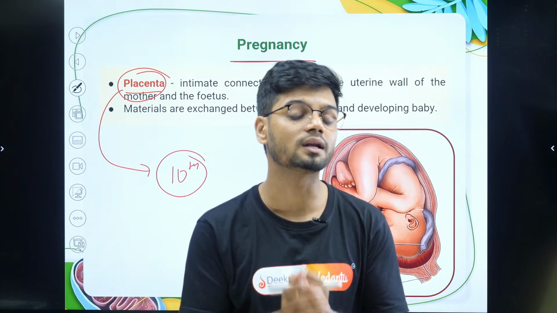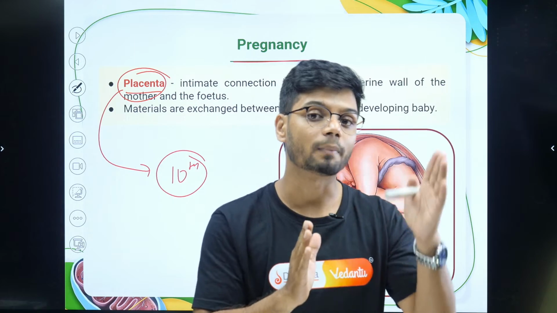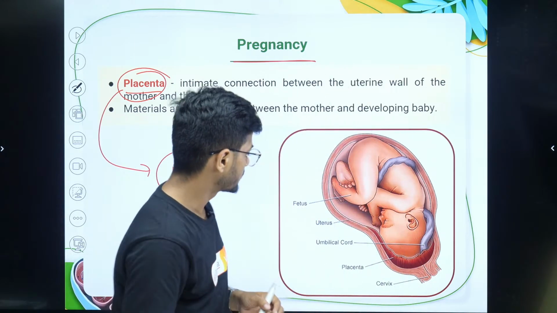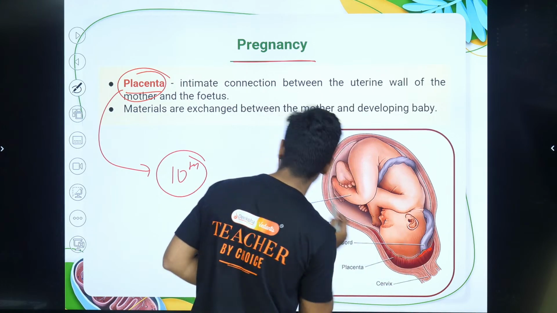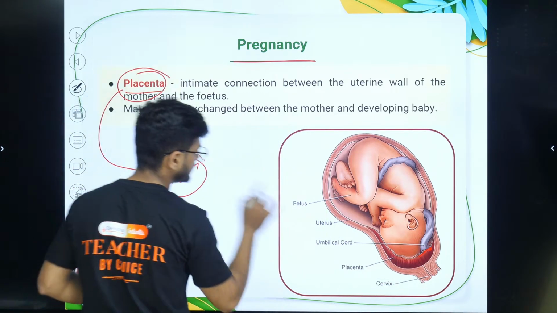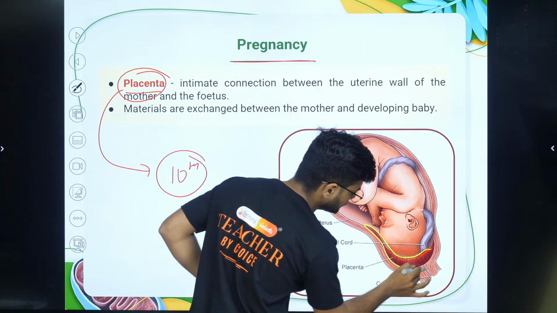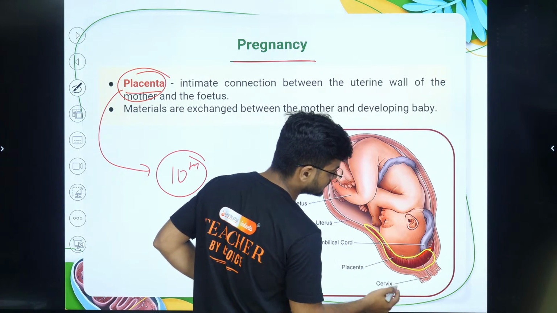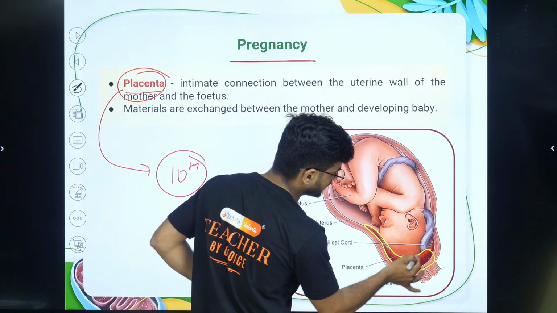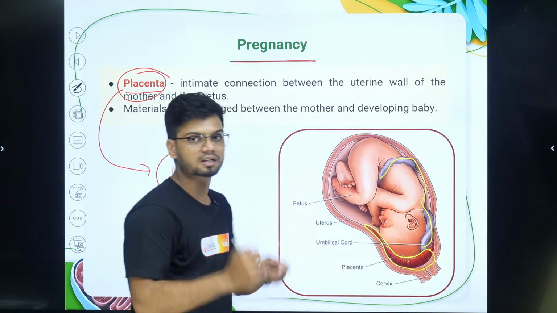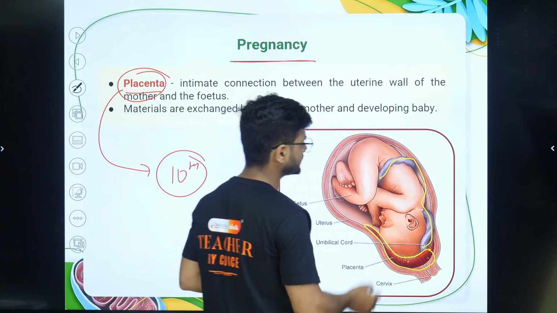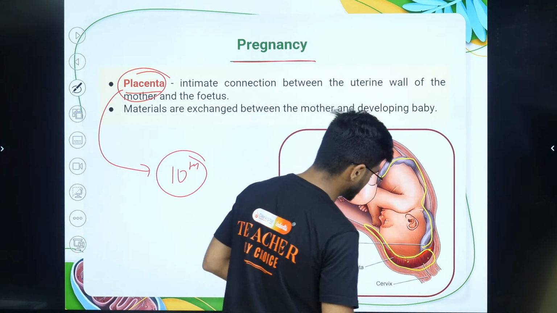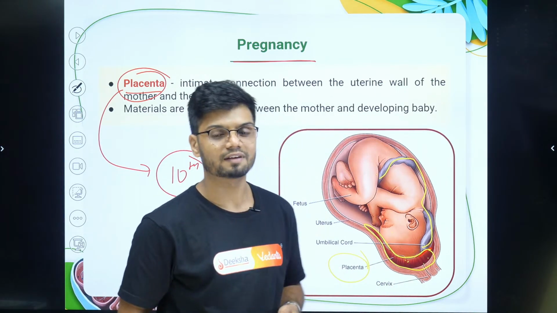The function of the placenta: it forms a bridge between the mother and the child. The mother has a womb, and inside the womb the child is growing. Here, look, this is the placenta. The placenta is attached to the baby with the help of the umbilical cord. You have seen in movies they clip and cut it; that is the umbilical cord. The umbilical cord is connected between the child and the placenta. So the function of the placenta is very important.